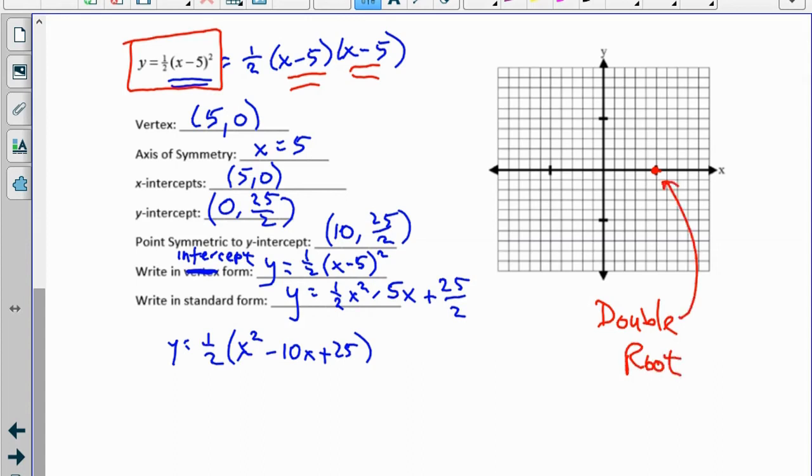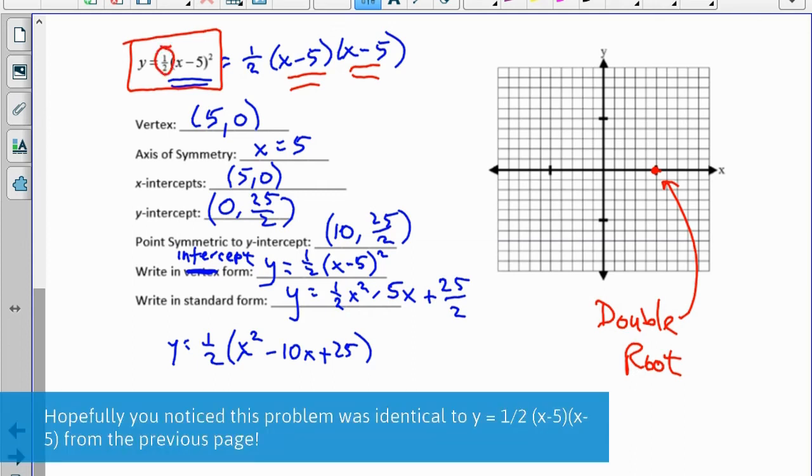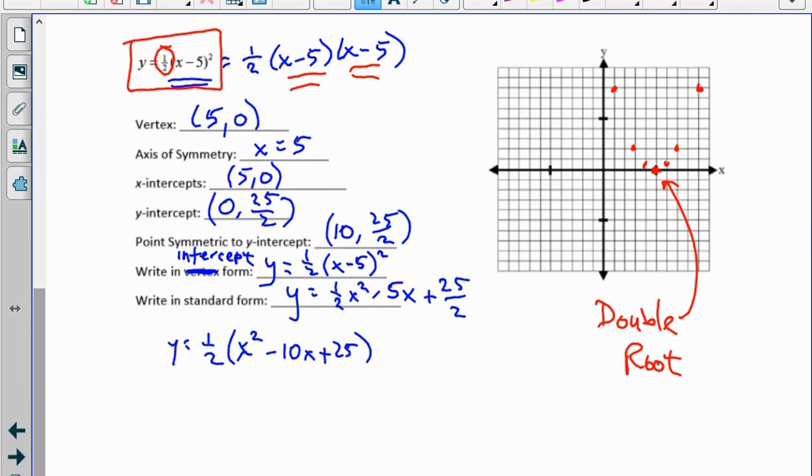Now it opens up, since we have this 1/2 here. It opens up: over 1 up a half, over 2 up 2, over 3 up 9 halves, over 4 up 8. And then again, if we went over 5, it would go up to 12.5, which is the y-intercept of the problem. And that is that.